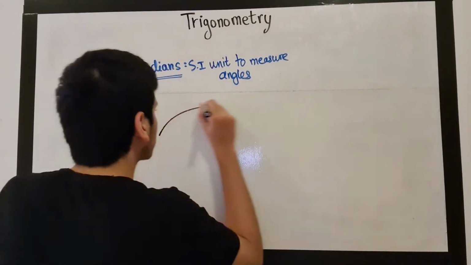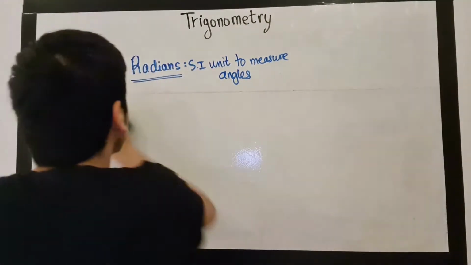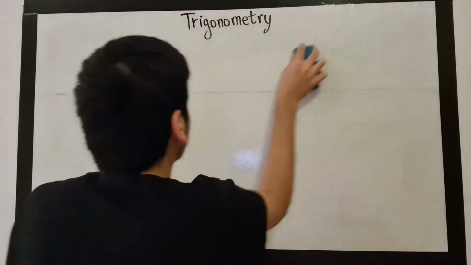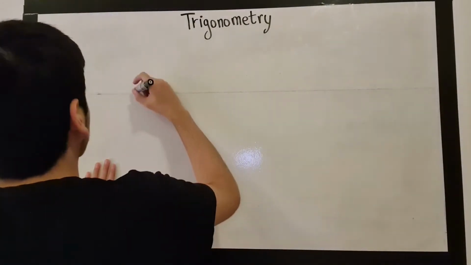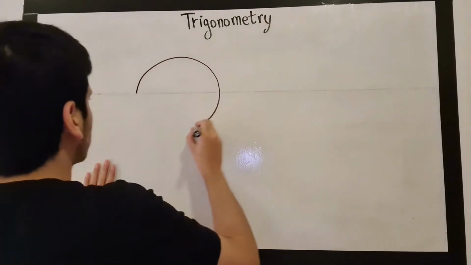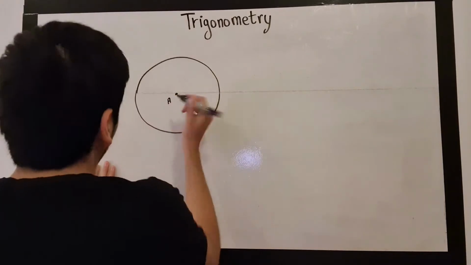So if I draw this circle, let me just erase that as well. Let me make the circle occupy this part of the whiteboard. So yeah, let's see, circle. Okay, and you have a point, A.